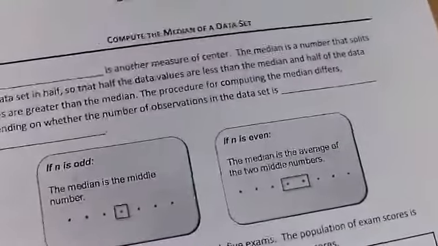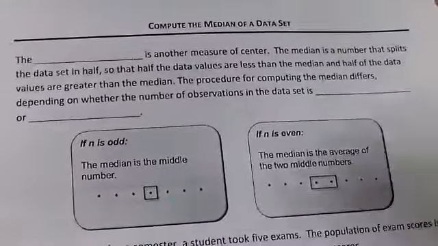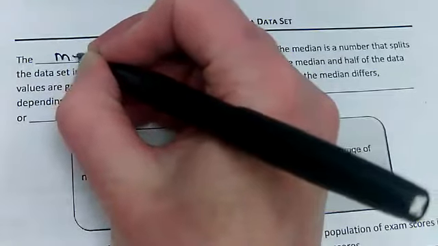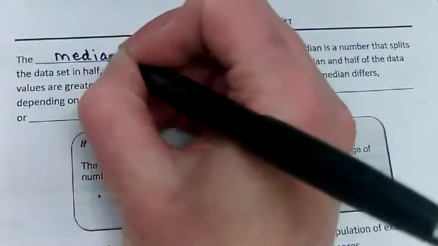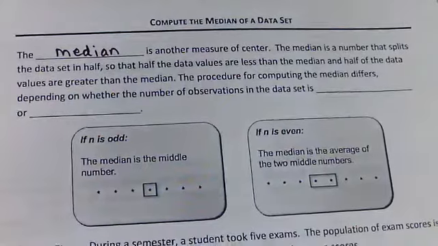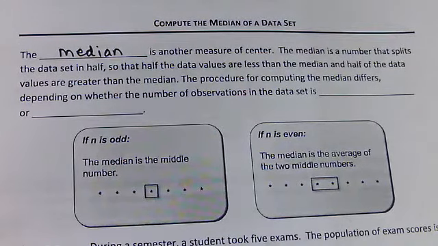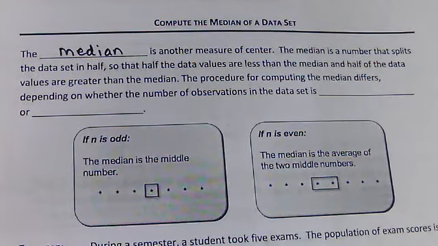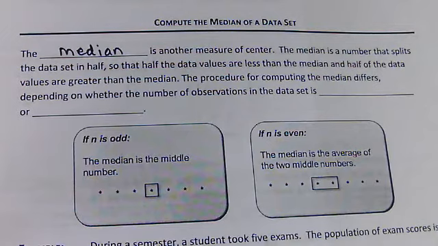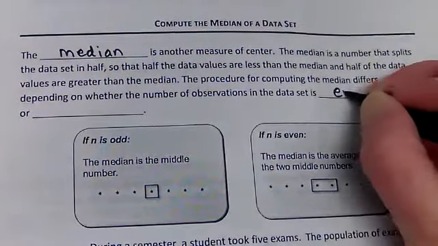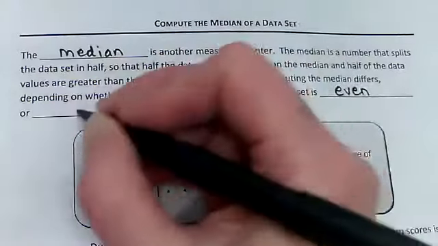Now, the next one we're going to look at is called the median. The median is another way to measure the center of data. Now, the median is the number that splits the data set in half, so that half of the data values are less than it and half of them are greater. The procedure for computing the median differs depending on whether the number of observations in the data set is even or odd.